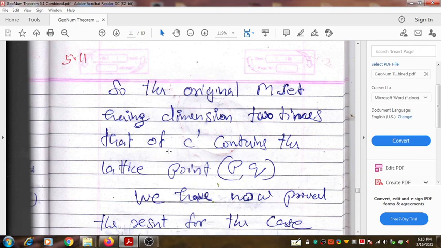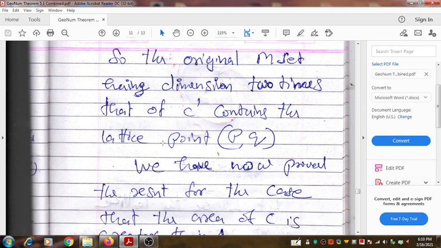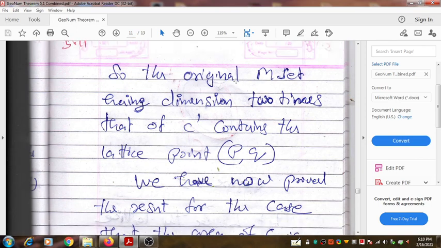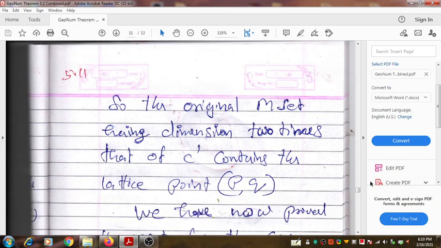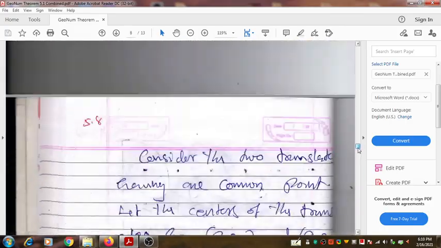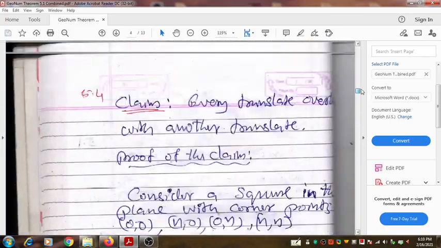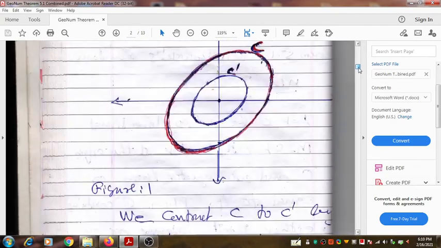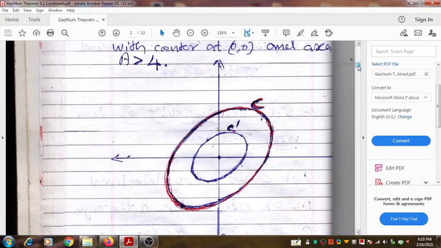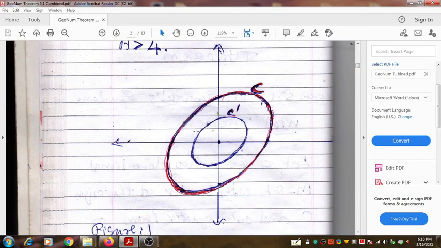And so the original M set has dimension 2 times that of C prime. Let's now think about the original M set, the given original M set. I think it is better to go to the first figure. Yes, referring to that first figure will be a good thing. Now you can compare this.